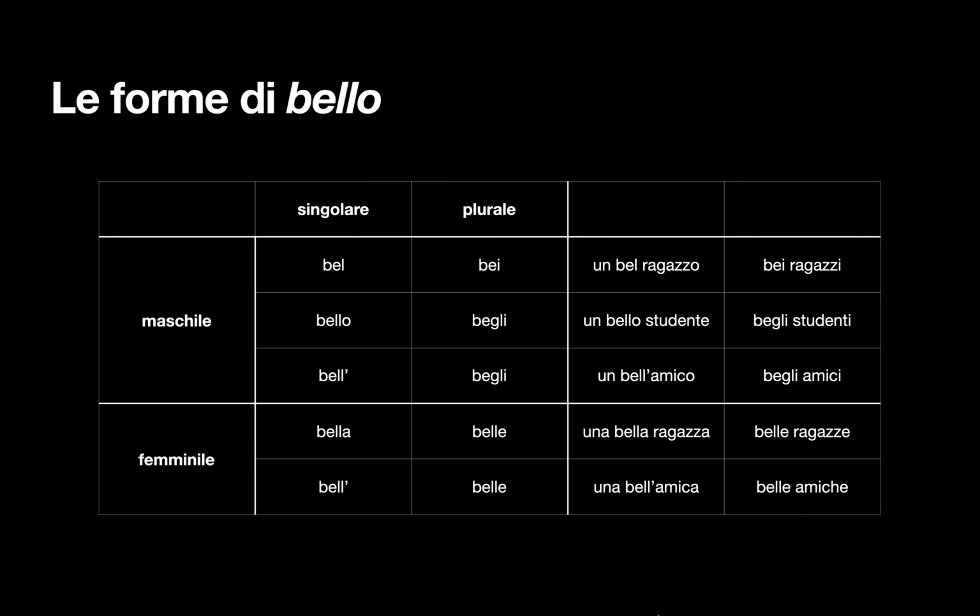Una bella ragazza, or belle ragazze. And then bell' and belle for feminine nouns that start with a vowel. Una bell'amica or belle amiche. And that's pretty much what there is to say about bello.